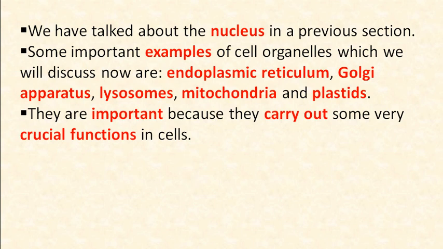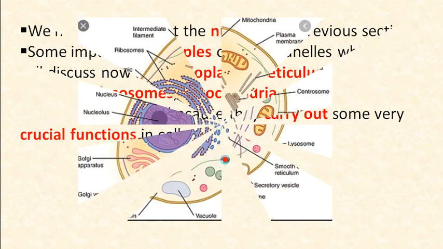We have talked about the nucleus in the previous section. Some important examples of cell organelles which we will discuss now are the endoplasmic reticulum, Golgi apparatus, lysosomes, mitochondria and plastid. So these are important examples of the cell organelles. We will discuss them later. They are important because they carry out some very crucial functions in the cell. Okay, why important? Because they have complex and required functions in the cell. So this is very necessary and very important.